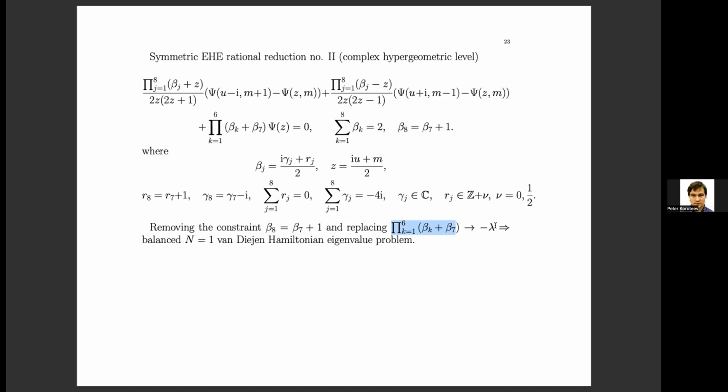This is a new rational model because the potentials are the same as before, as in the rational degeneration previously investigated by Van Diejen himself. But now the interpretation is completely different, and the measure I will describe will be completely different.